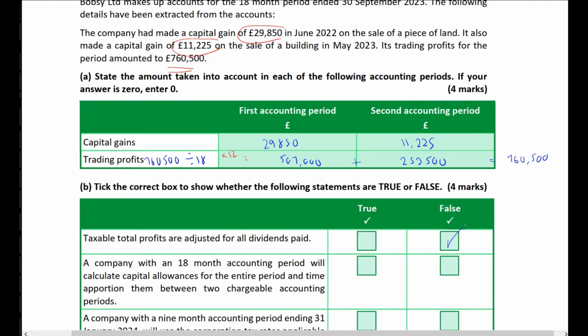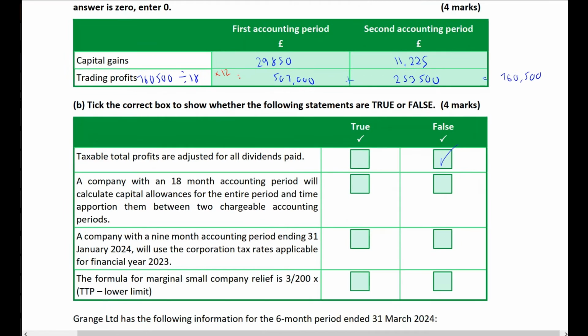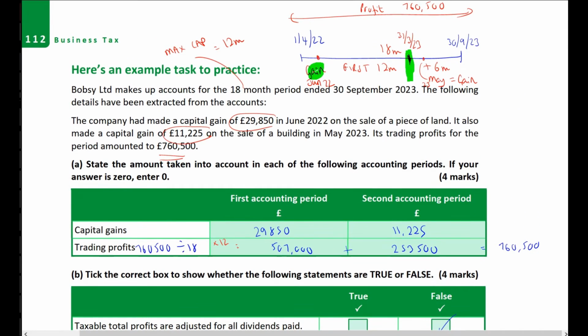The next one. A company with an 18-month accounting period, like the one that we've just seen, will calculate capital allowances for the entire period and then time apportion between the two chargeable accounting periods. So they're saying that I would calculate the capital allowance, let's say it was £100,000, for example. I'd then divide it by 18, multiply it by 12 to get the bit for the first period, multiply it by 6 to get the bit for the second period, just like I did with the trading profit. Absolutely not. I only do it this way with the trading profit because that's the period the accounts cover.